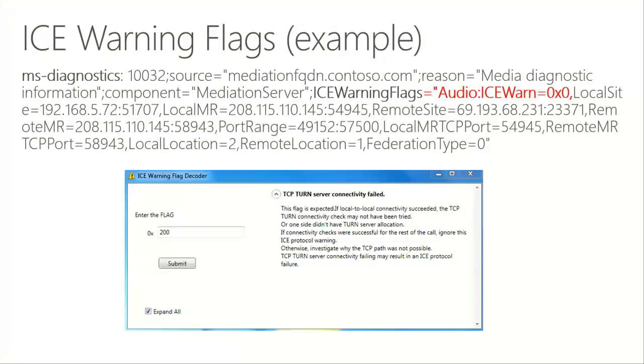Here's an example of an ICE warning flag that's witnessed through Snooper. The symptom I'm troubleshooting is a user's call dropped. The next time they try to connect again, the call can't even be made. Specifically, once I start going through the Snooper logs, I'm doing a search for ICE warning flags.